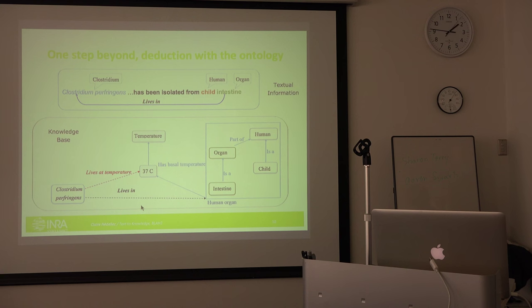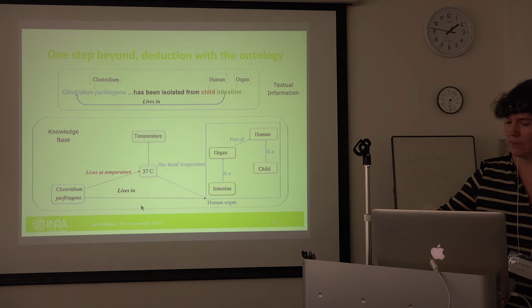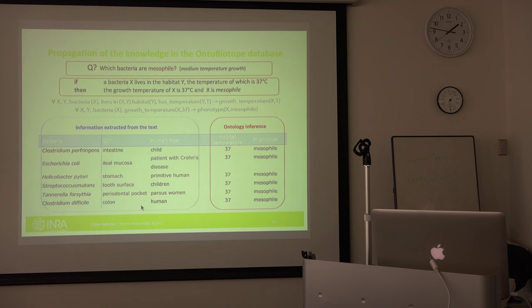Now, if we want to go one step beyond, we'd like to do some deduction with the ontology to learn more about this bacteria, Clostridium perfringens. Here we could deduce that if this bacteria is living in intestine, and this intestine usually has a basal temperature, then we could derive that it would be able to live at this temperature. This is something that is certain from the fact. Then we can go one step further and make the hypothesis that if this bacteria is able to live at 37 degrees, then it is mesophile. What does that mean? Mesophile means that its growth temperature, the temperature it prefers, is medium temperature.